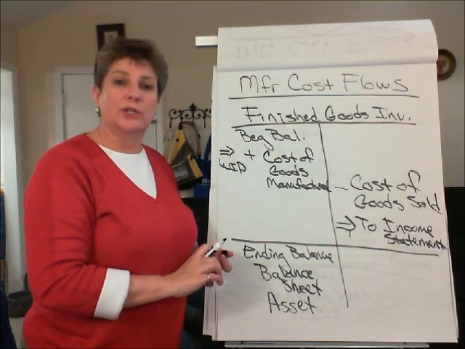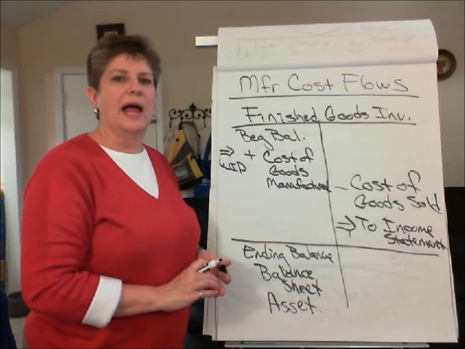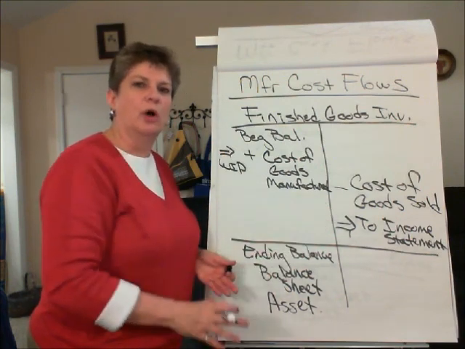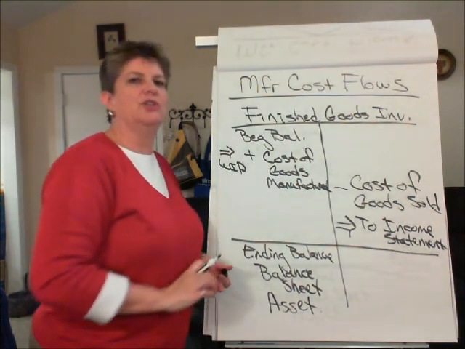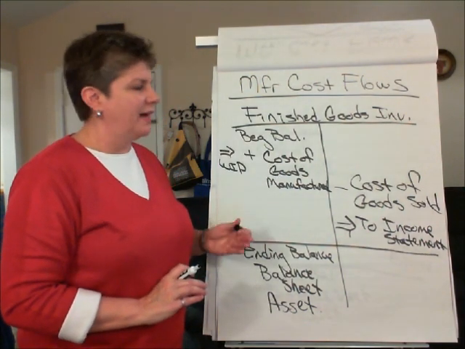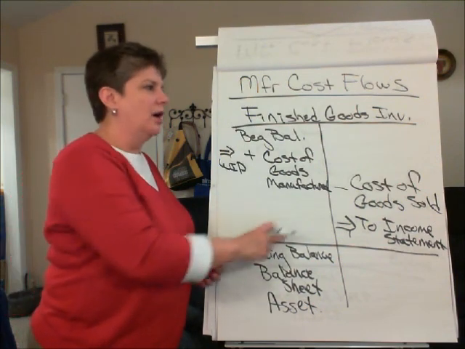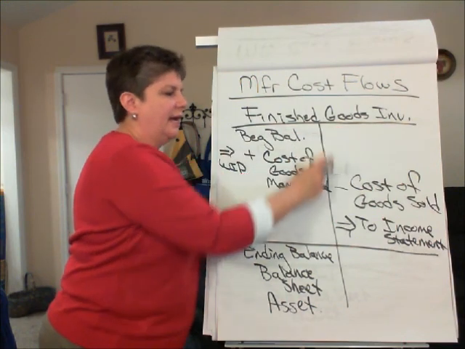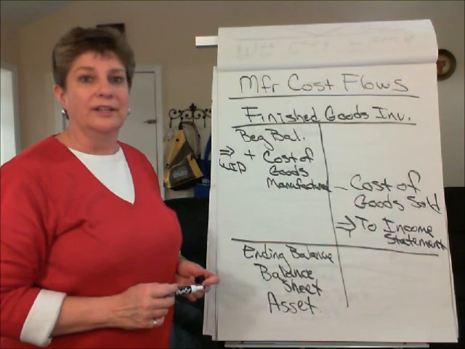And then when units are completed, physically they flow into a finished goods warehouse, and in the accounts the costs do the same thing. They flow out of work in process into finished goods inventory. And then finally, when the units are actually sold and delivered to customers, their costs come out of inventory and off the balance sheet and are recorded in the expense account, cost of goods sold, on the income statement.